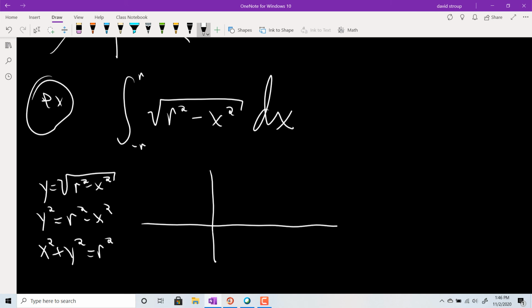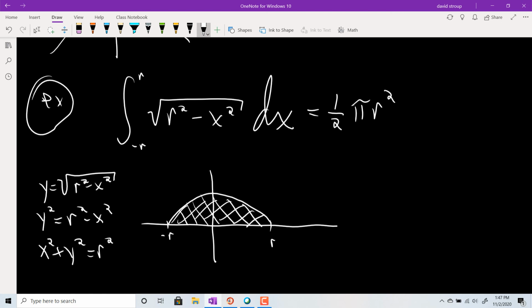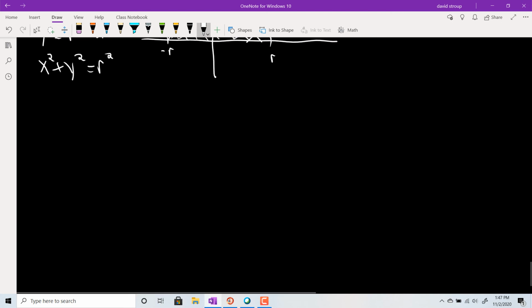So radius r, so -r to r, and the insides there represent a circle. And so that integral, because this thing is positive and continuous, represents the area underneath that curve from -r to r, which, from geometry, we know the area of a full circle is pi r squared. The area of half the circle is 1/2 pi r squared. And literally that is your answer. It's not until Calc 2 that you can actually figure this out by hand. You won't even learn how to do it in Calc 1. You would have to use geometry.